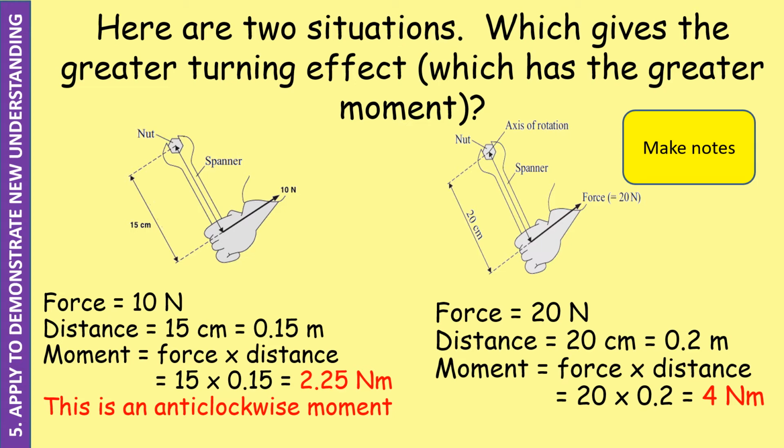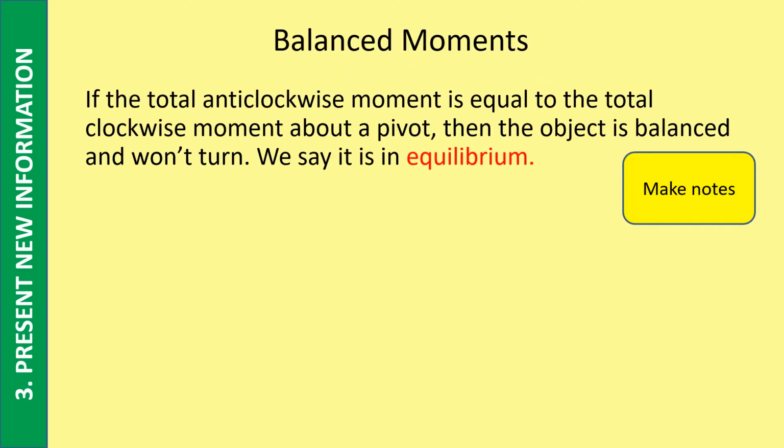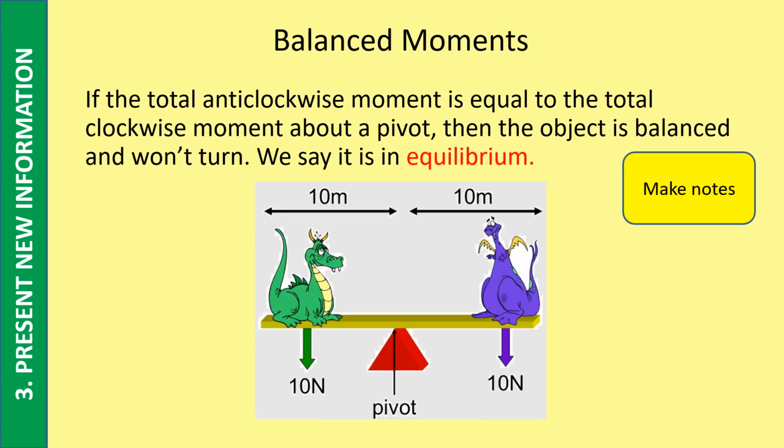Remember, if you want a larger moment, you can either increase the force or you can increase the distance from the pivot. A special situation occurs when the anti-clockwise moments are equal to the clockwise moments. In this case, we say the system is at balance or it is in equilibrium.